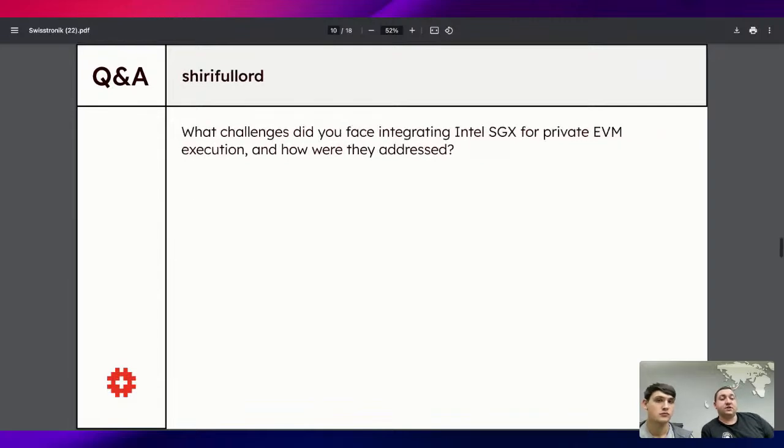Next question comes from Shri Full Lord. What challenges did you face integrating Intel SGX for private EVM execution, and how were they addressed? Yeah, that's an interesting question. Well, first of all, I would say that there are not a lot of Intel SGX projects out there, and not a lot of people who have experience with it. Also, it's kind of difficult because you have to use the real hardware, and obviously you can't develop on your MacBook because even the software emulation doesn't work on M1 Max.